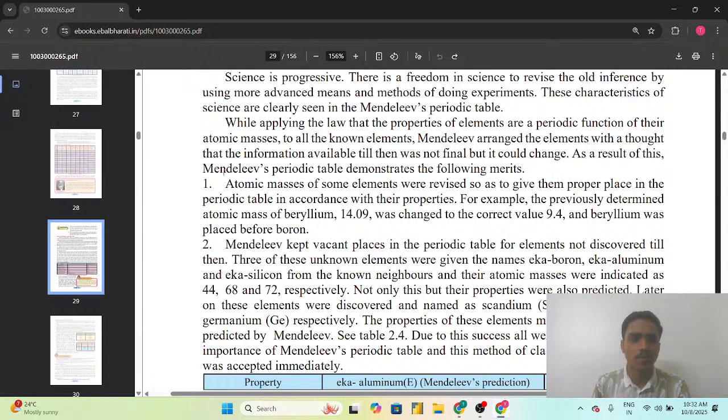As a result of this, Mendeleev's periodic table demonstrates the following merits. तो क्या थे मेरिट? First, atomic masses of some elements were revised so as to give them proper place in the periodic table in accordance with their properties. For example, the previously determined atomic mass of beryllium, that was 14.09, was changed to the correct value, that is 9.4, and beryllium was placed before boron.